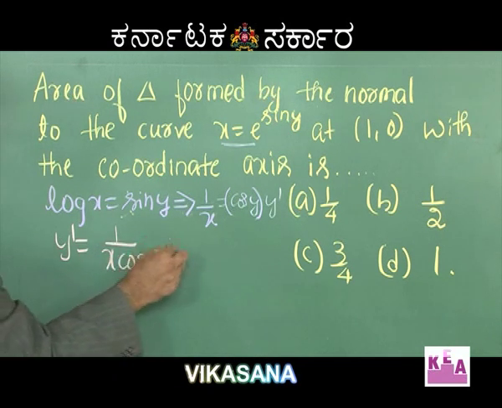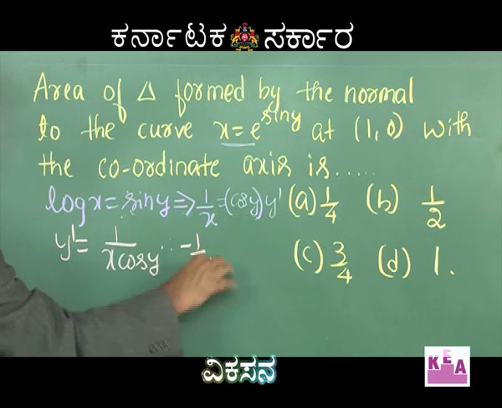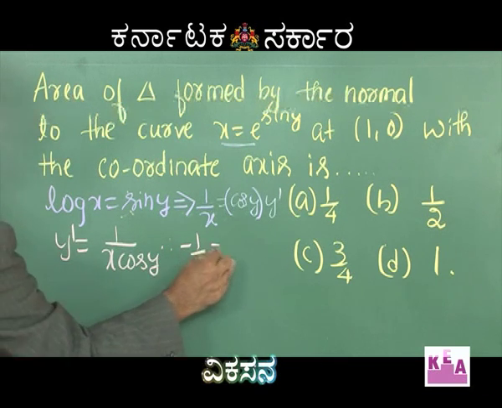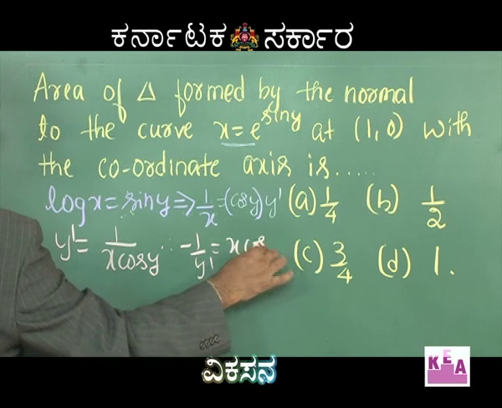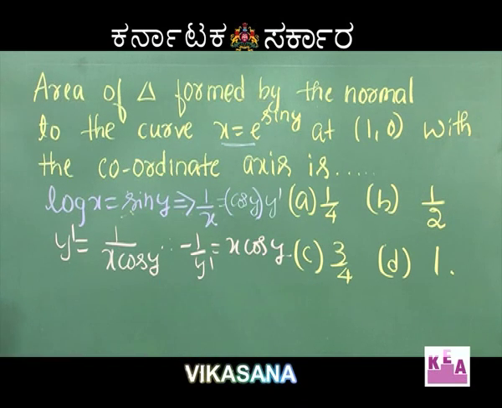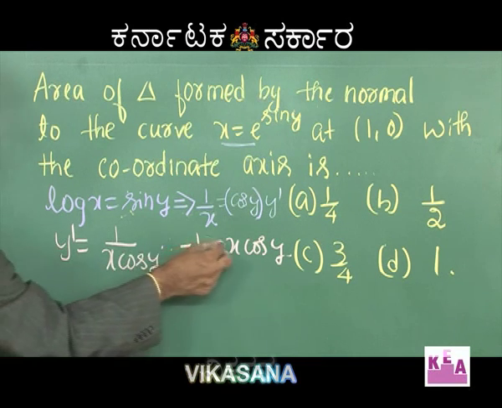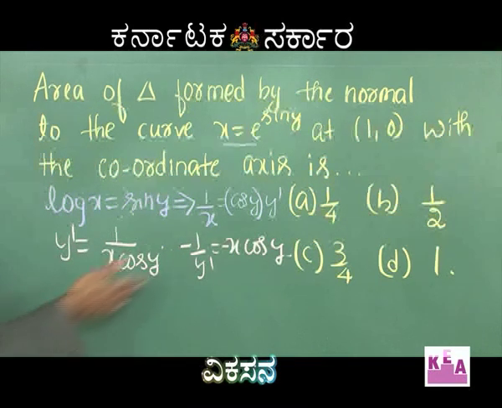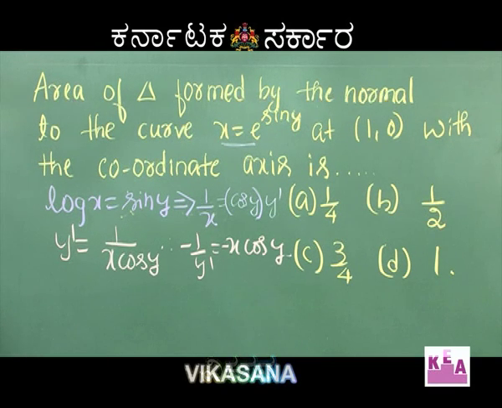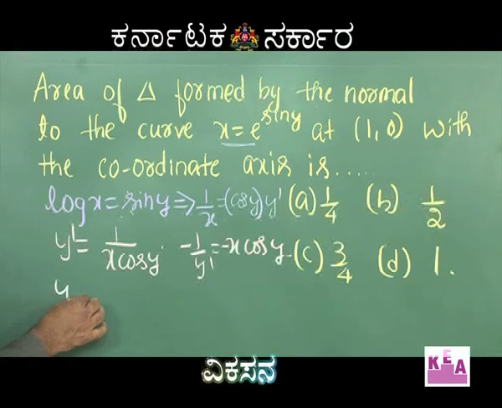Therefore, minus 1 by y dash is equal to minus x cos y. Do you agree with me? Now, this is nothing but the slope of the normal. What is the equation of the normal? The equation of the normal is given by y minus y1, x minus x1. What is x1 and what is y1? They have already given 1 comma 0.